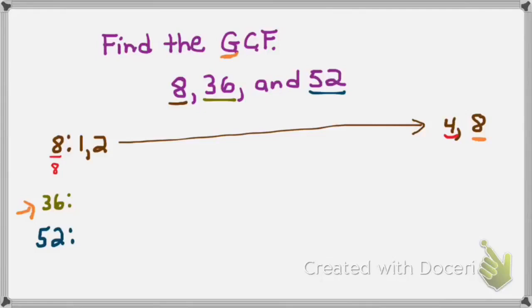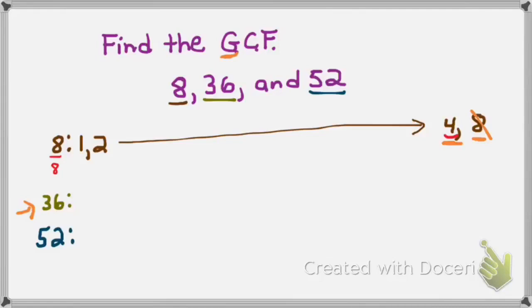When I go through my 8 times tables, do I say 36? 8, 16, 24, 32, 40? No, I don't. So 8 cannot be the answer. Now I'll move on to the 4. When I go through my 4 times tables, do I say 36? 4, 8, 12, 16, 20, 24, 28, 32, 36. Yes, I do. So 4 may work for the 36.